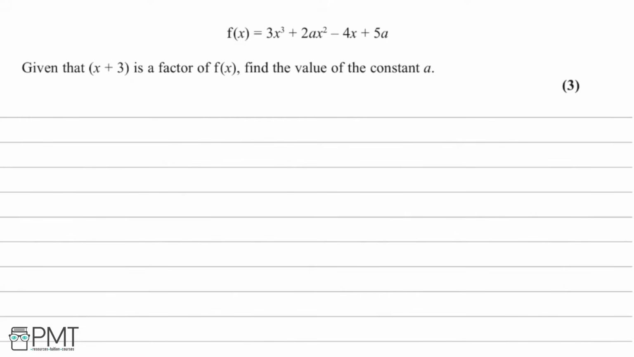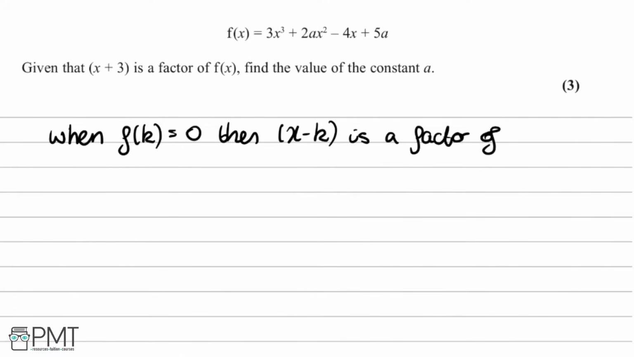Whenever a question talks about things like factors or gives things in the form of brackets like this, it quite often includes the factor theorem. Now the factor theorem states that when f of k equals 0, then x minus k is a factor of f of x. In our definition of the factor theorem, we've got that x minus k is a factor. However, in the question they've given us x plus 3. So we can rewrite that as x minus minus 3.